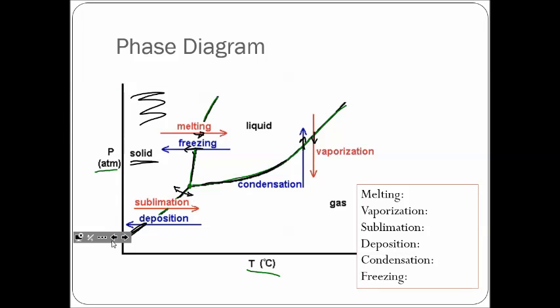Okay, back to this point. Melting, let's review. Melting is always going from what phase to what phase? Solid to liquid. Vaporization is going from what phase to what phase? Liquid to gas. Good. Sublimation: solid directly to the gas. Good. Deposition: gas to solid. Condensation: gas to liquid. And freezing is liquid to solid.